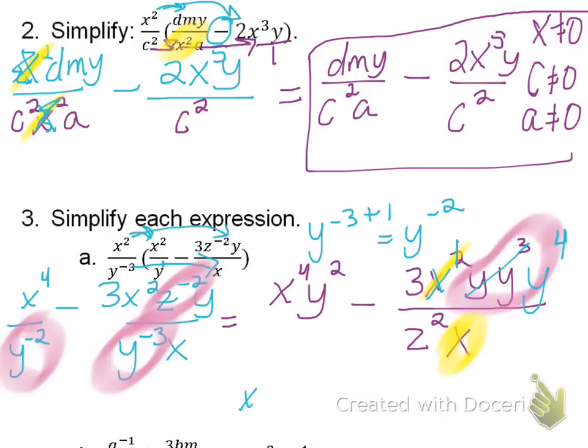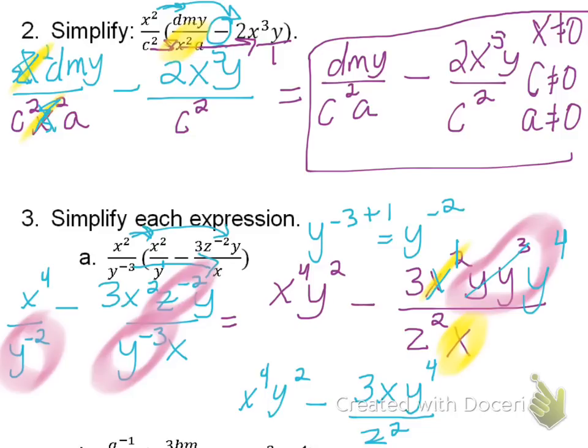So we have x to the 4th, y to the 2nd power is staying the same, minus 3 stays the same. Our x just became 1x. Our y became y to the 4th. And on the bottom we have z squared. And the x was canceled out.